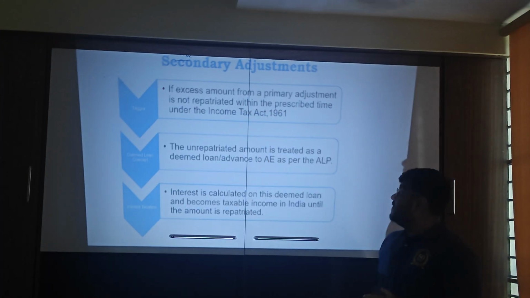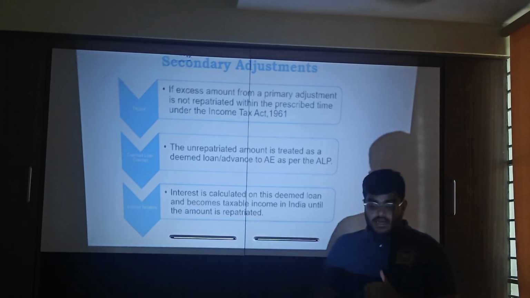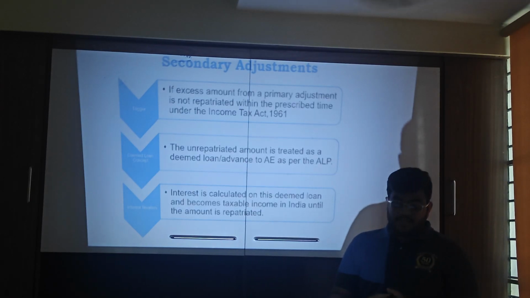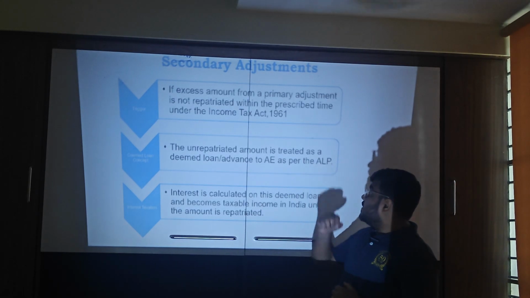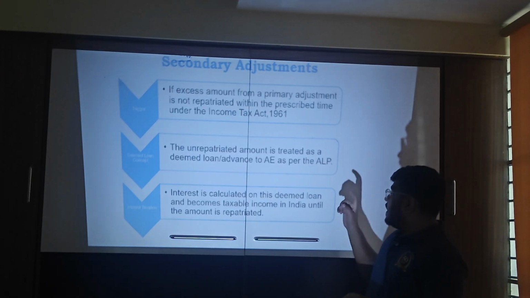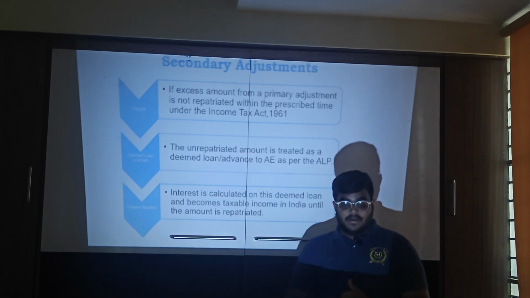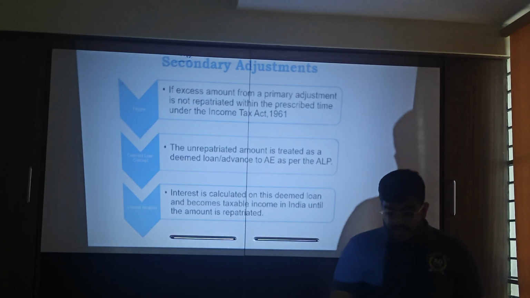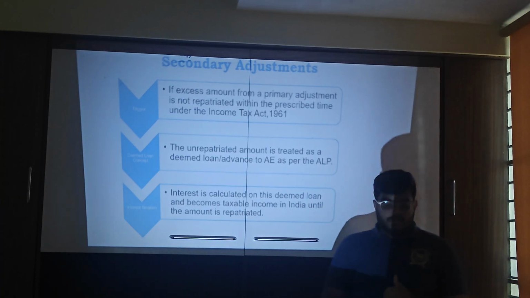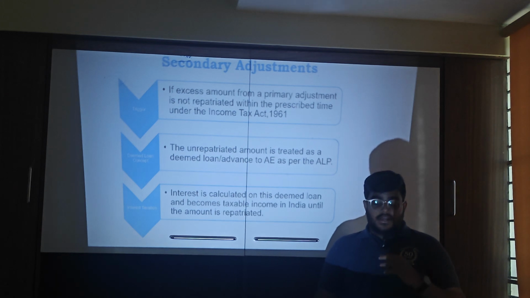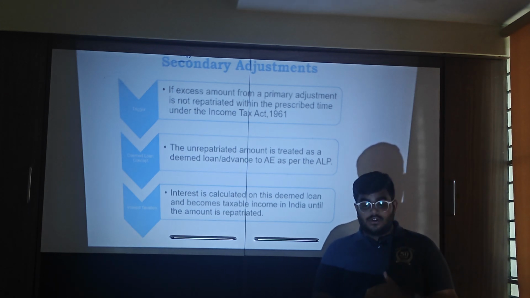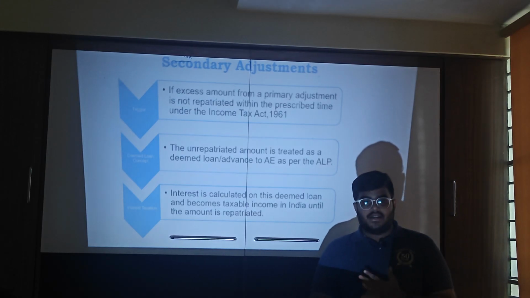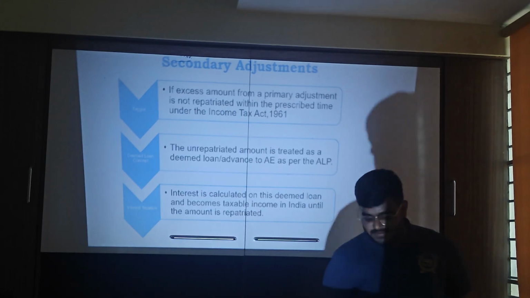Secondary adjustment: if the excess amount from the primary adjustment, that is 400 rupees, is not repatriated within the prescribed limit under the Income Tax Act 1961, the amount is to be treated as a deemed loan or advance to the associated enterprise. Interest will be calculated on this deemed loan and becomes taxable in India until the amount is repatriated.